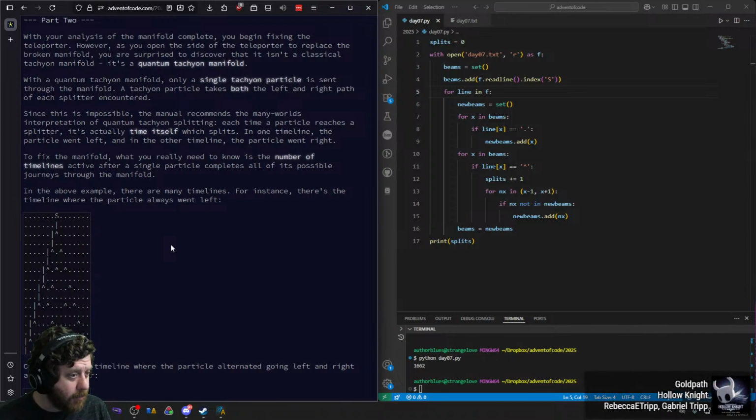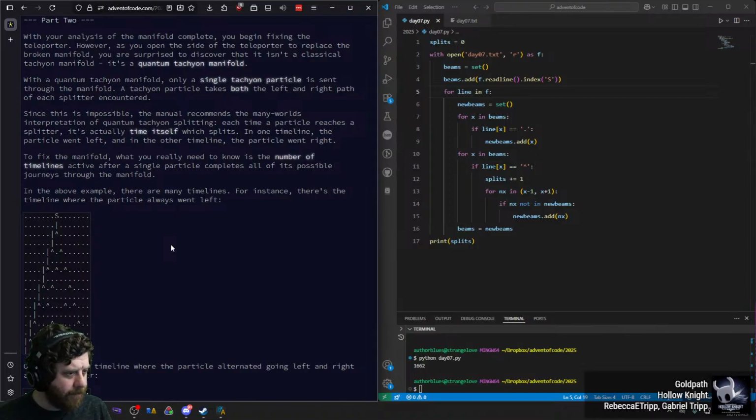Since this is impossible, the manual recommends the mini-world's interpretation of quantum tachyon splitting. Each time a particle reaches a splitter, it's actually time itself which splits. In one timeline, the particle went left, and the other timeline, the particle went right. To fix the manifold, what you really need to know is the number of timelines active after a single particle completes all of its possible journeys through the manifold.